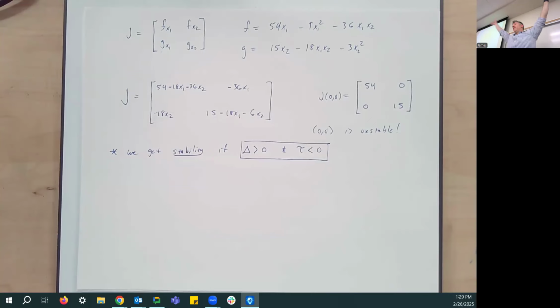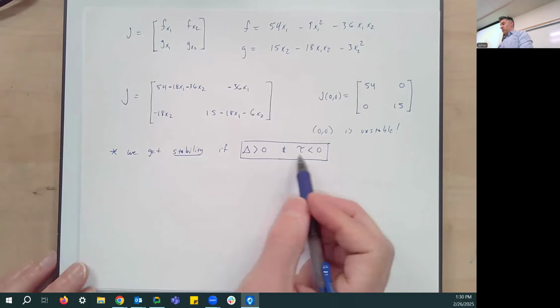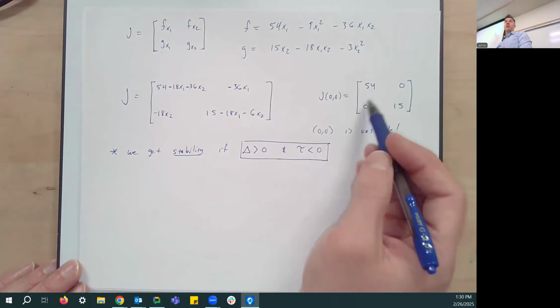If the determinant is positive, you can either have nodes or spirals. And we know that on the left side where the trace is negative, that's where you get stable spirals or stable nodes. So to have stability, we have to be in the upper left quadrant of that picture about stability, where the trace is negative and the determinant is positive. So that's why we need those two conditions true. And we definitely have that being true here, right?